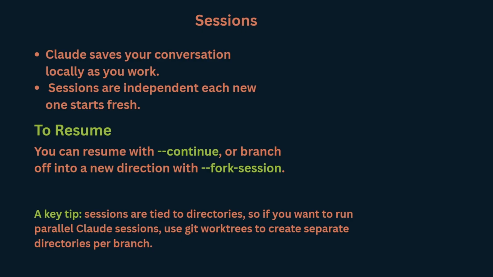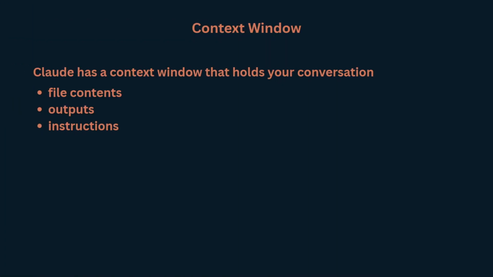Now that we talked about conversations with Claude in a session, that means if it can understand what we have talked about before, there is something that helps it store the information. This is where the context window comes in. A context window is the same thing as your brain, where you can store a certain type of information for a certain amount of time. Claude does the same thing. It can store your file contents, output, and instructions in its context window.